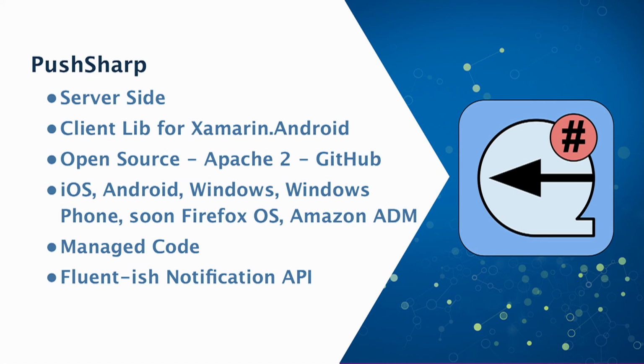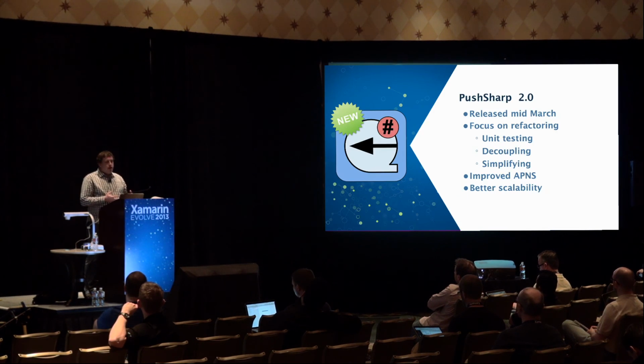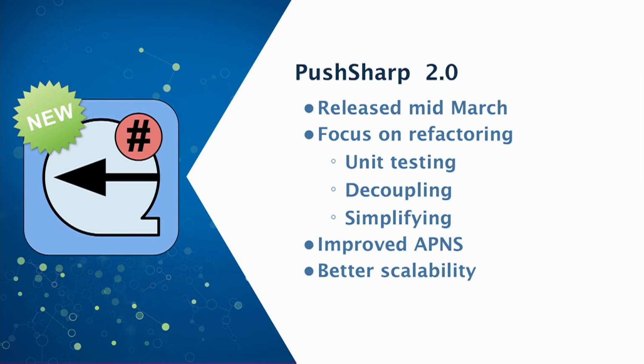As I mentioned earlier, it's for iOS, and that means Mountain Lion too, Android, Windows, Windows Phone 8 and 7, and soon Firefox OS will be supported. They're still kind of finalizing their APIs. I've also learned from someone who's using Amazon Device Messaging and PushSharp, and I can't name them, but it's in private beta right now, and they've got the code ready to contribute back into PushSharp whenever that goes public. So we'll have support for that too, which is awesome. I love seeing pull requests from people. It's all managed code, and I like to think of the notification API to build notifications as fluent, but I have no idea if that's proper fluent.